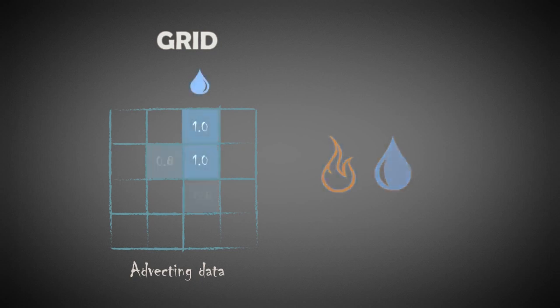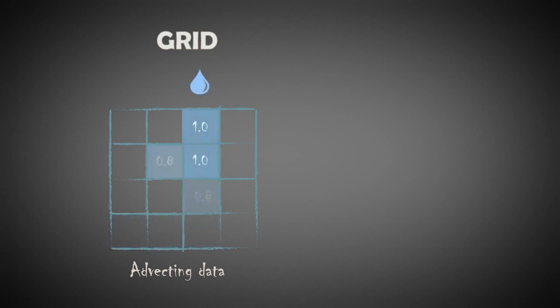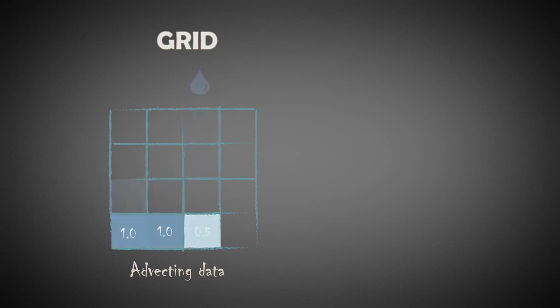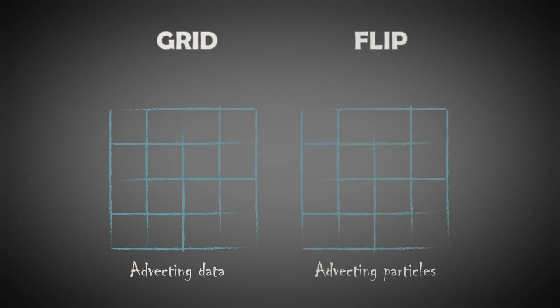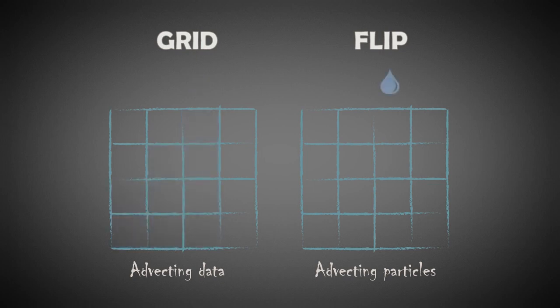That concept worked fine in most cases, but we wanted a more versatile solution. As a result, we are introducing a new liquid solver called Flip. The main difference between the old and the new solver is that instead of advecting data from cell to cell inside the grid, we are now advecting particles through that grid. That method ensures that no unwanted grid artifacts or fluid loss will occur.